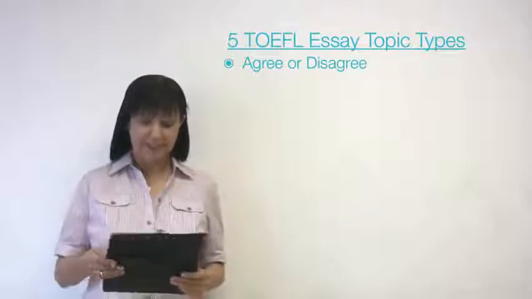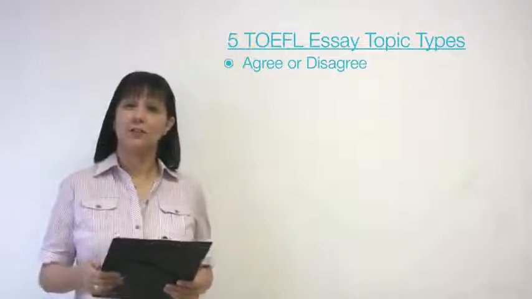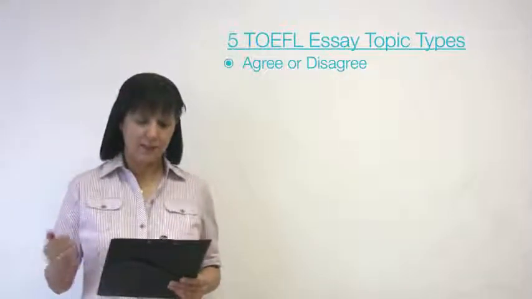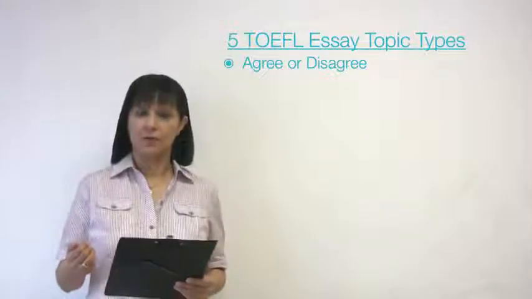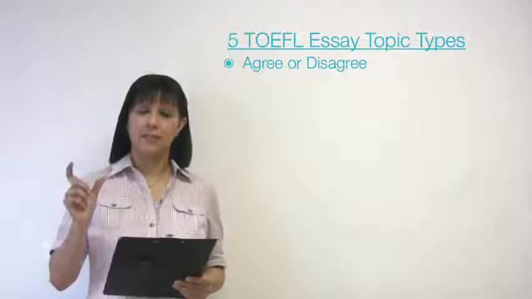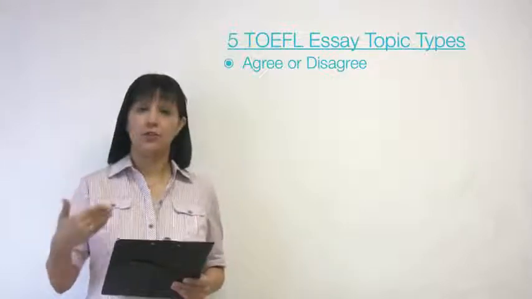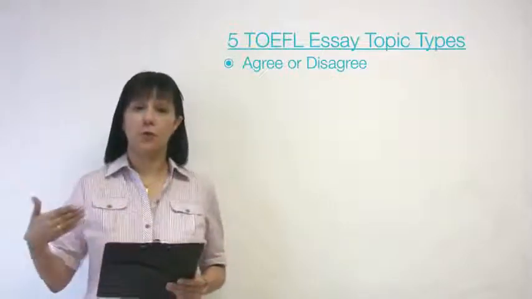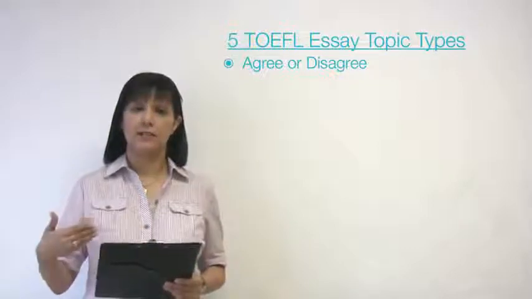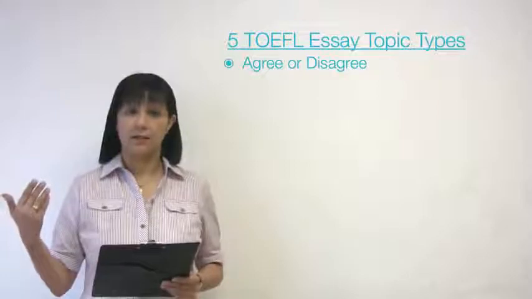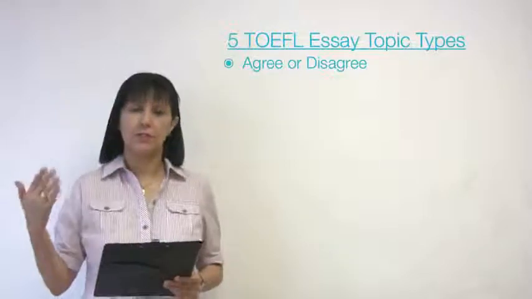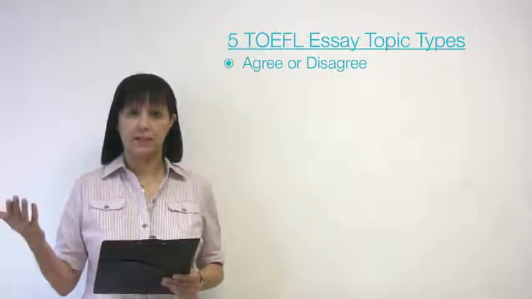All right. Another example of agree or disagree is this one. Only people who earn a lot of money are successful. Again, this sentence would be given to you, and then you would be asked, do you agree or disagree? Give reasons and details to explain your answer. That's one type of essay question.